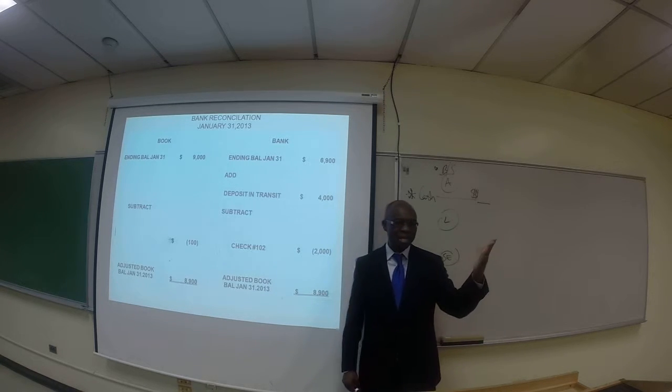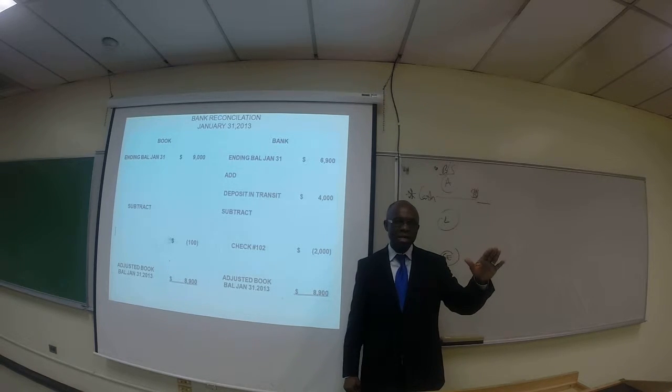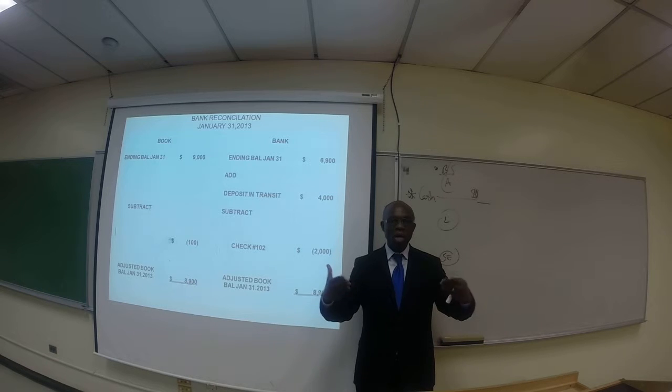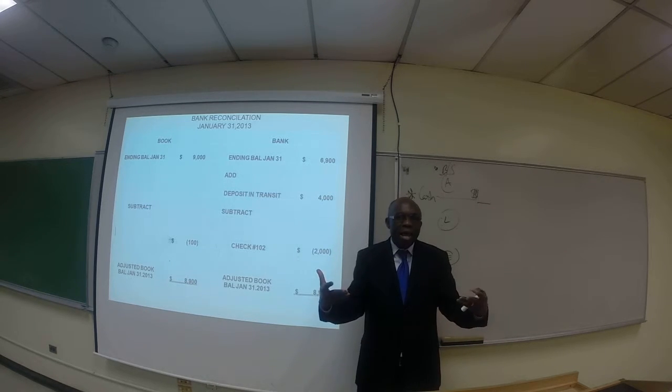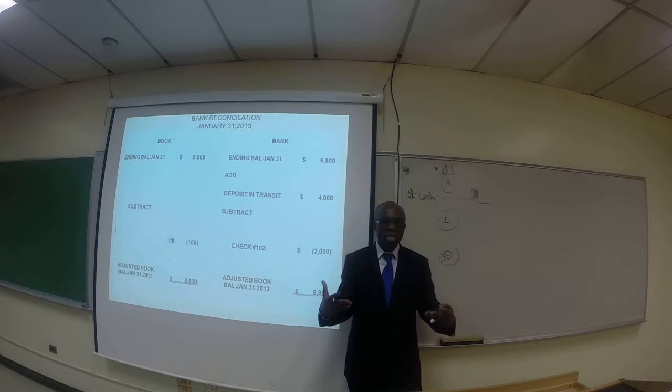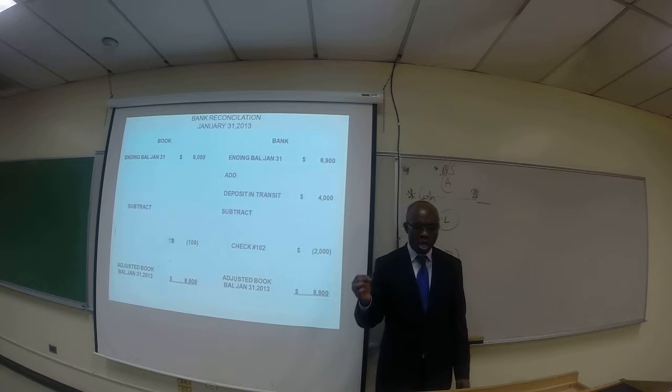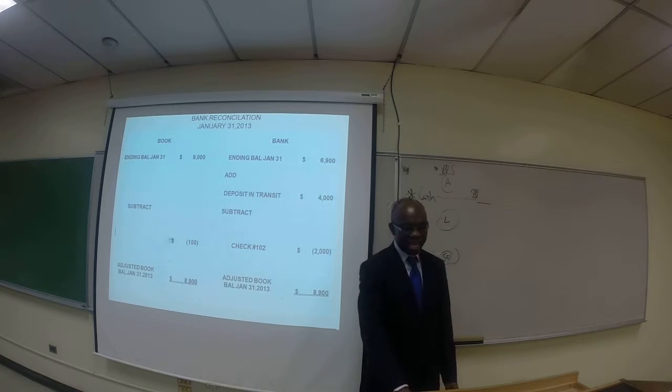So at the end of the month, our record said we have $9,000 cash, and the bank said we have $6,900 in cash. But in actuality, mathematically the two are right, but neither of the two presents our true cash balance. So at the end of the day, the adjusted book and bank balance is $8,900.